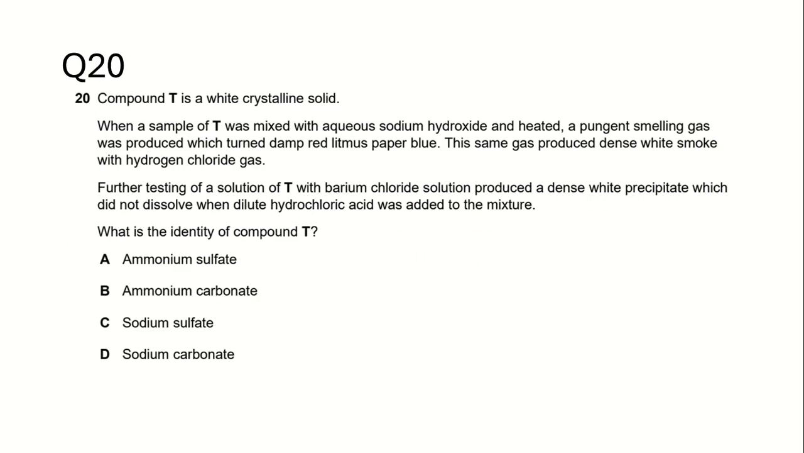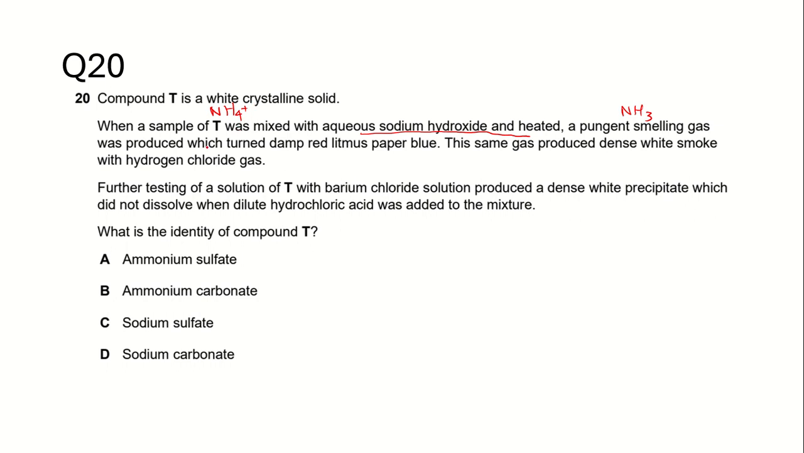Right, last question of this assignment. Compound T is a white crystalline solid. When a sample of T was mixed with aqueous sodium hydroxide and heated, a pungent smelling gas was produced. Something reacted with sodium hydroxide, a base, and then a pungent smelling gas is produced. This pungent smelling gas is ammonia. So what kind of compound can react with a base to form ammonia? Okay, it is an ammonium salt. So compound T has ammonium ion.